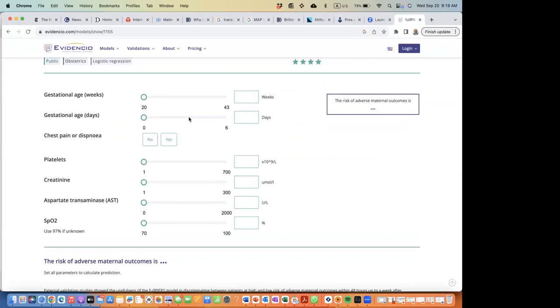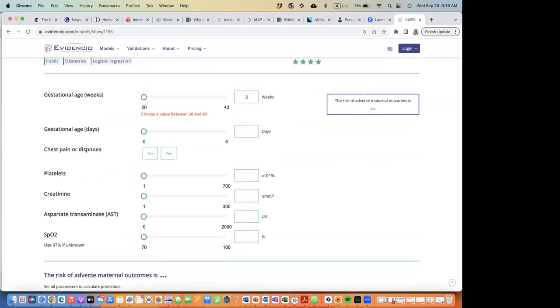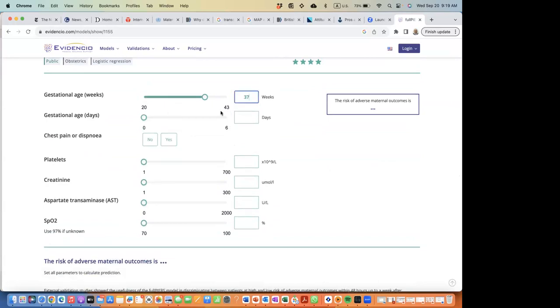If you scroll down, you will find a kind of pro forma in which you give the gestational age between 20 to 43 weeks. For example, I will write here 37, choose a value between that. Gestational age in weeks and days, 37 weeks and 4 days, right? Chest pain or dyspnea, no. Platelet count, I will write here 128.